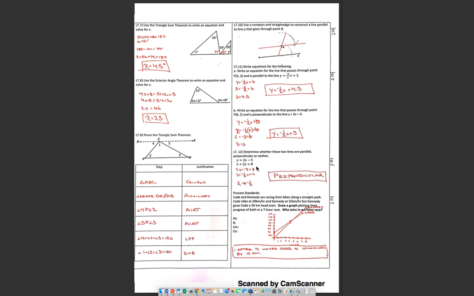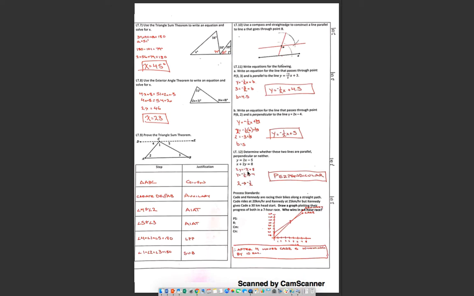All right, learning target 12. You want to know whether these are parallel, perpendicular, or neither. Well, I know the slope of this one, it's 2. So if the slope of this one is 2, it's parallel. If it's negative 1/2, then it's going to be perpendicular.